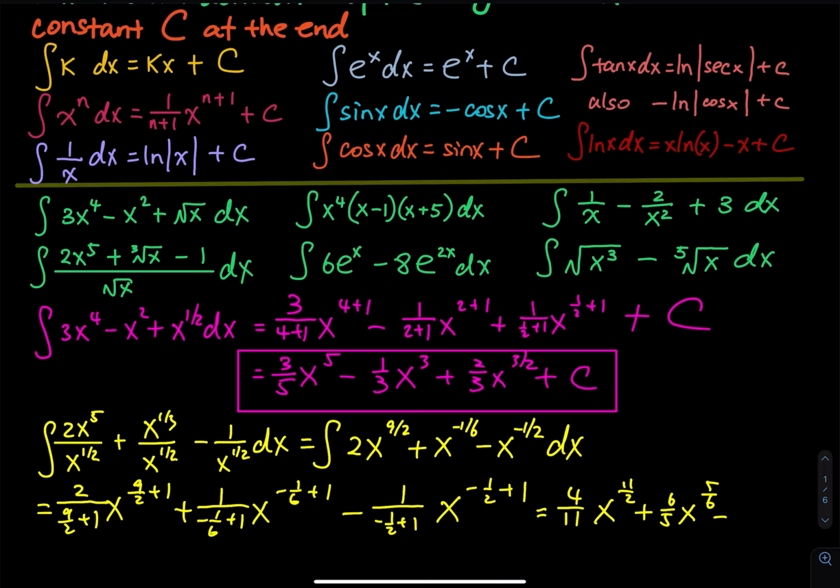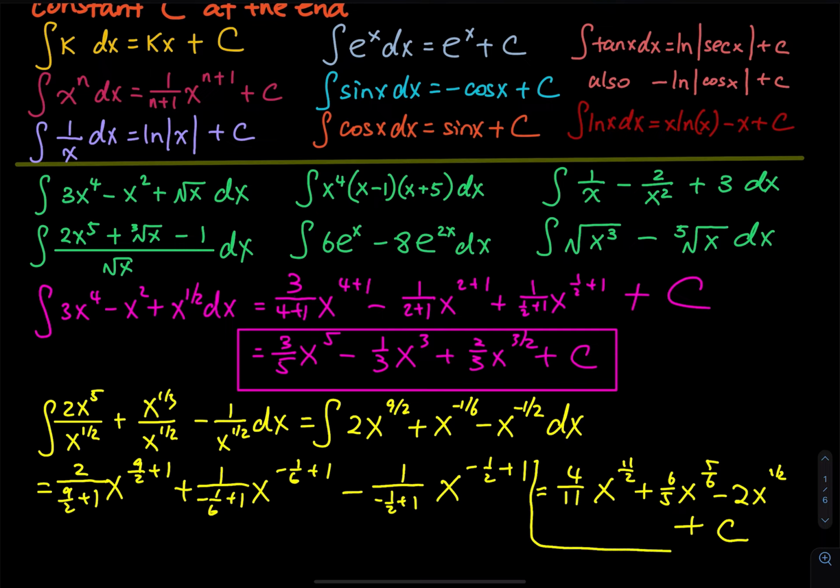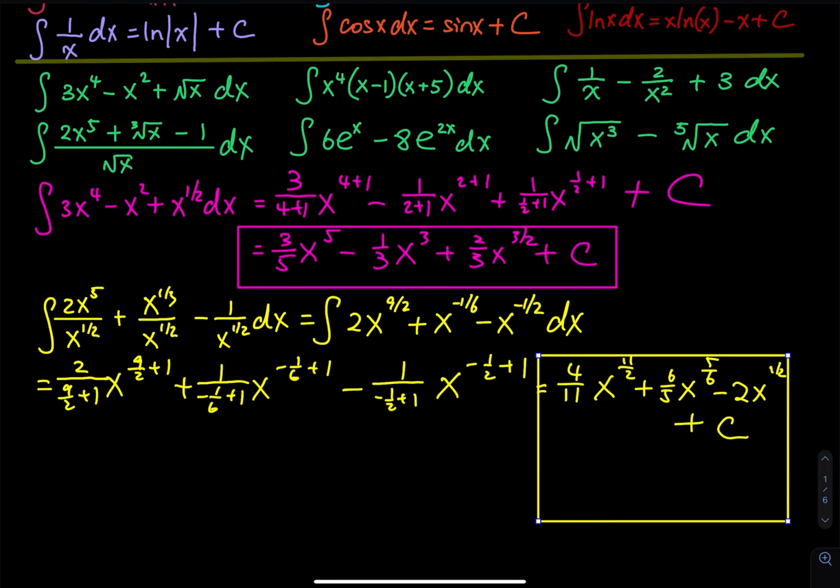Minus. So this is x to the what? x to the 1/2. Reciprocal is just a 2. And then don't forget that there is a plus c. Okay, so this is the antiderivative to the second integral.